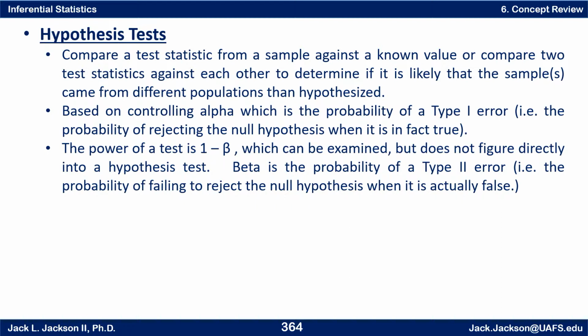In hypothesis tests, we compare a test statistic from a sample against a known value, or compare two test statistics against each other, to determine if it is likely that the sample or samples came from different populations than hypothesized. Hypothesis tests are based on controlling alpha, which is the probability of a type 1 error. In other words, the probability of rejecting the null hypothesis when in fact it is true. The power of a test, 1 minus beta, can be examined but does not figure directly into a hypothesis test. Beta is the probability of a type 2 error, the probability of failing to reject the null hypothesis when it is actually false.